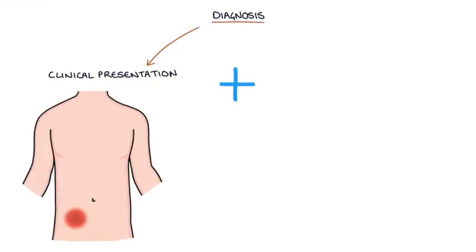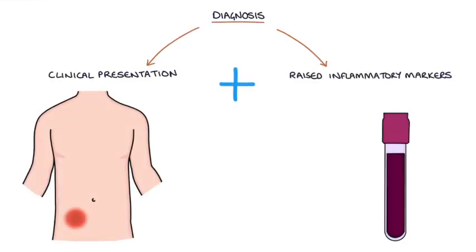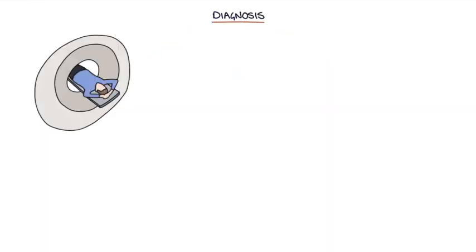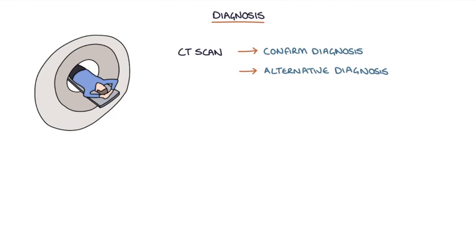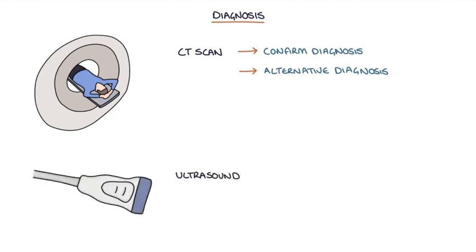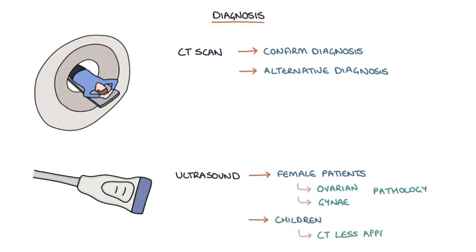Let's talk about the diagnosis. Diagnosis is based on the clinical presentation and raised inflammatory markers. Performing a CT scan can be useful to confirm the diagnosis, particularly where another diagnosis is more likely. An ultrasound scan is often used in female patients to exclude ovarian and gynecological pathology. Ultrasound can also be useful in children where a CT scan is less appropriate due to the dose of radiation.